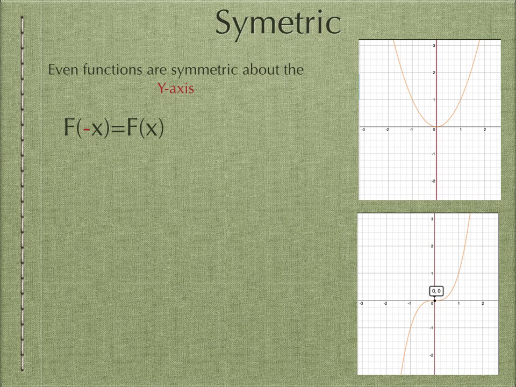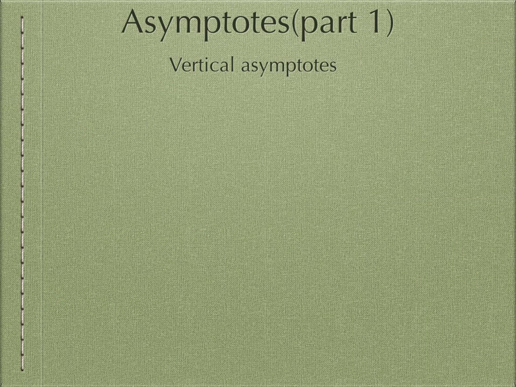The other example is x cubed. As you can see, we have the y-axis red line, but this time we have symmetry about the origin. These are called odd functions and they're symmetric about the origin. So f of negative x would be negative f of x.